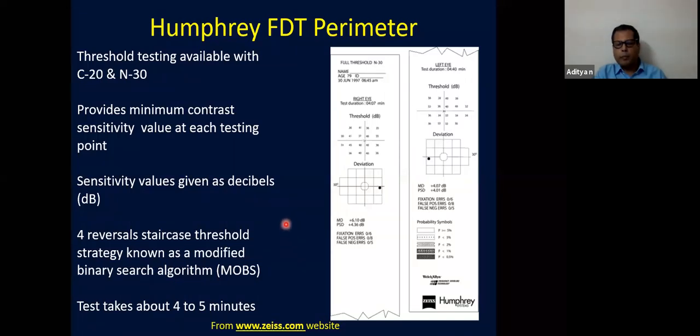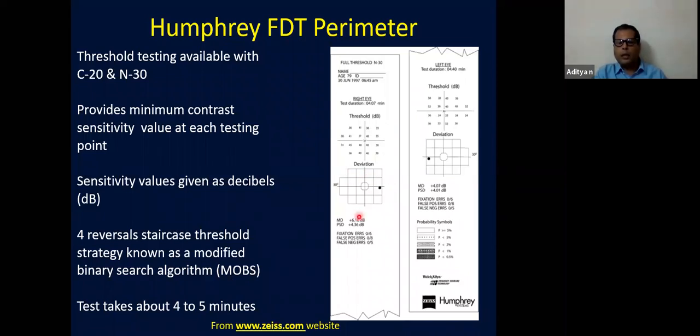If a person is able to see one point, then the threshold is reduced until the person is not able to see, then again increased, and then again decreased. Four reversals are done. This is known as a modified binary search algorithm. And once the threshold is given, again the deviation map is made.